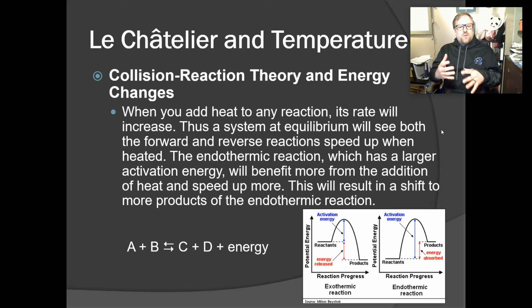So then the next thing I want to talk about is how this relates to Le Chatelier. This temperature thing relates to collision reaction theory and what goes on here. So when you add heat to any reaction, its rate will increase. Thus, a reaction system at equilibrium will see both forward and reverse reactions speed up when heated. The endothermic reaction, which has a larger activation energy, will benefit more from the addition of the heat, so it will speed up more. This will result in a shift to more products of the endothermic reaction.